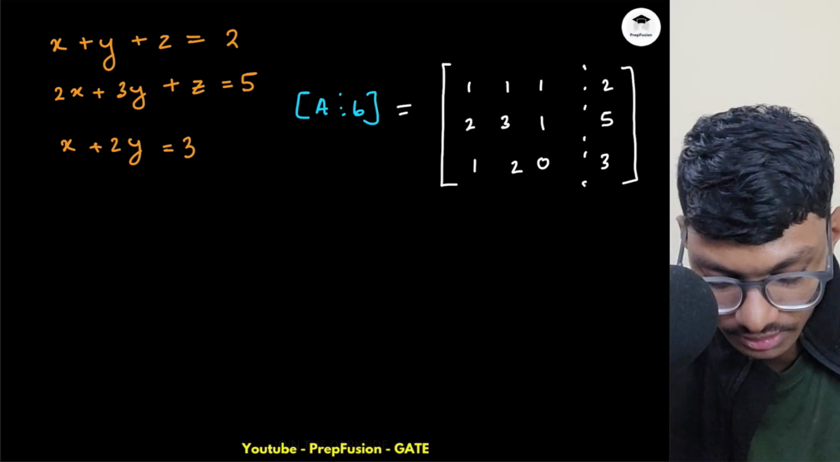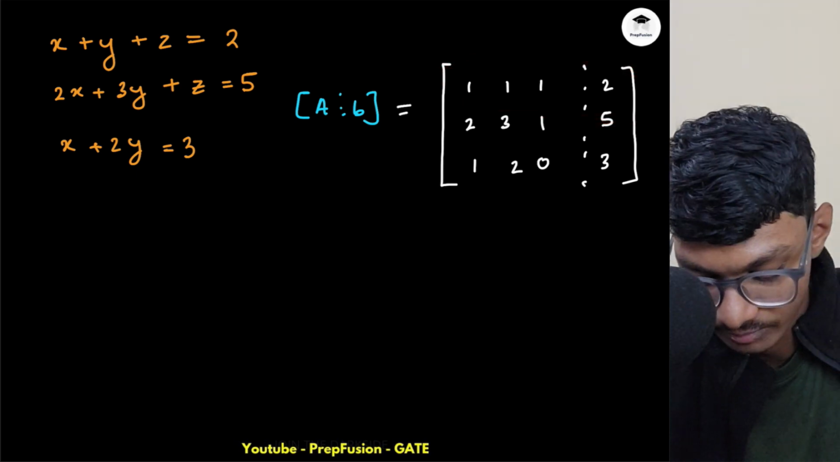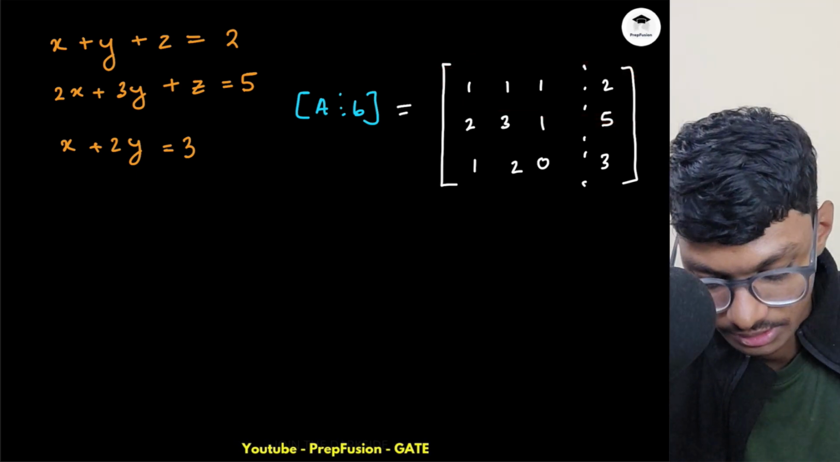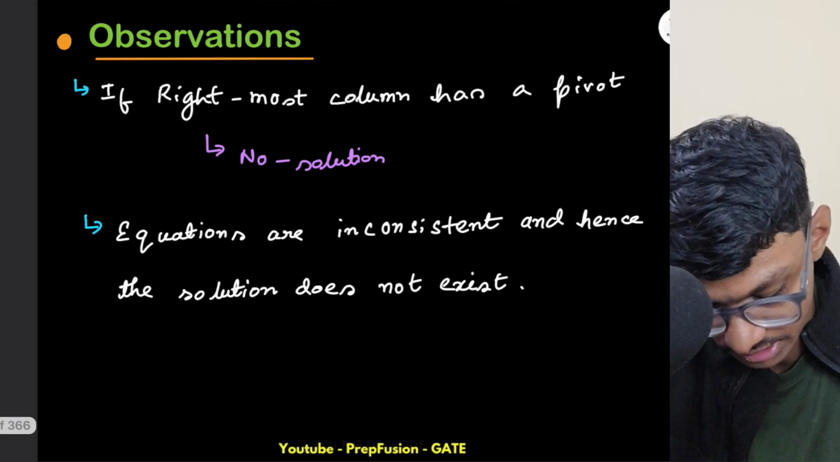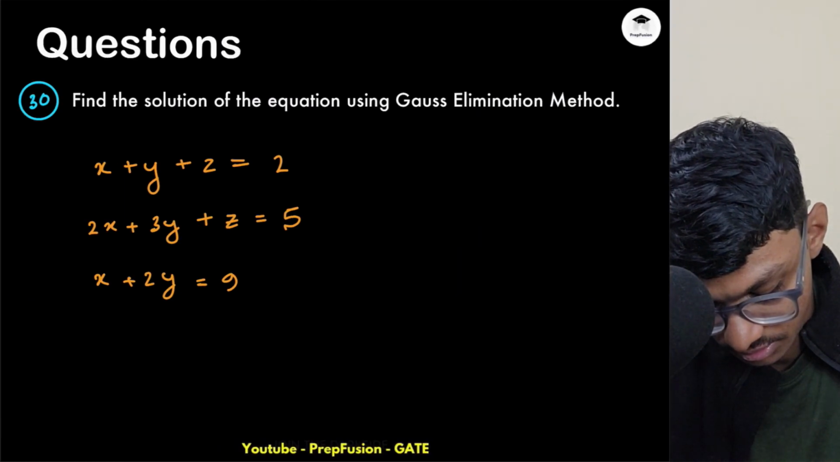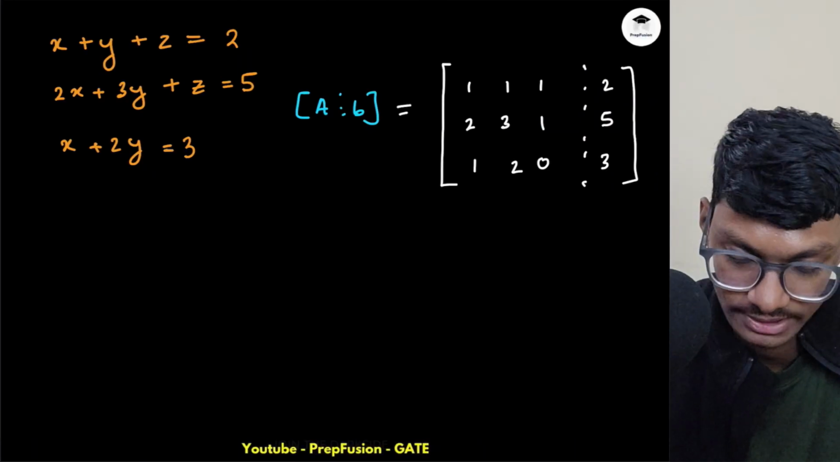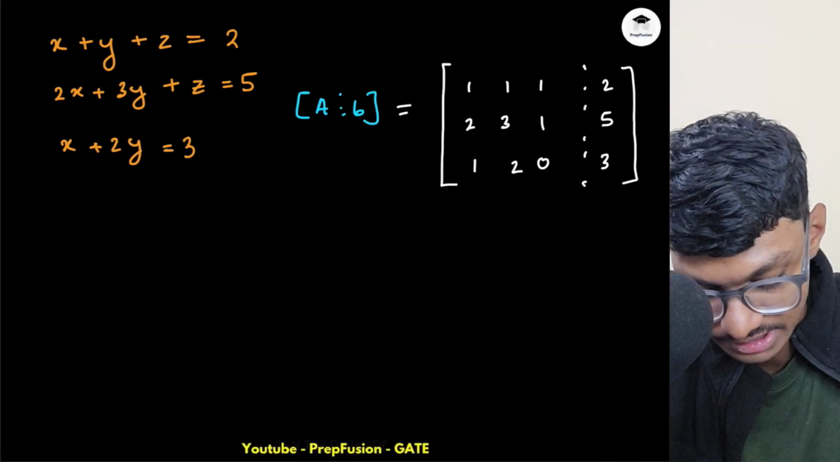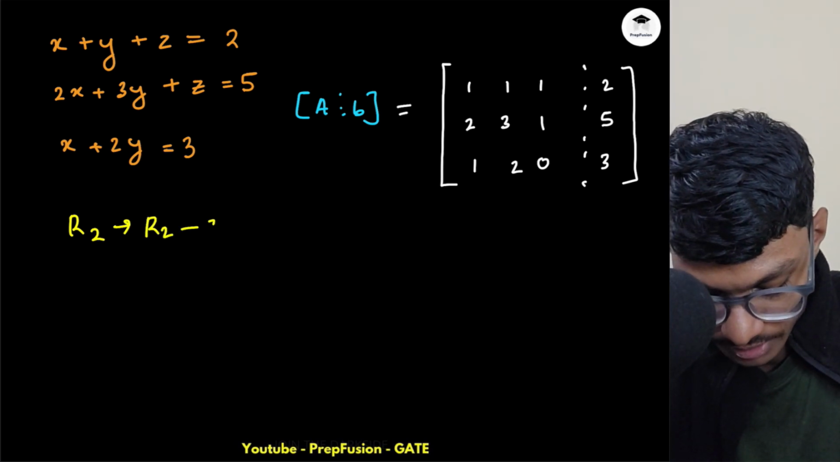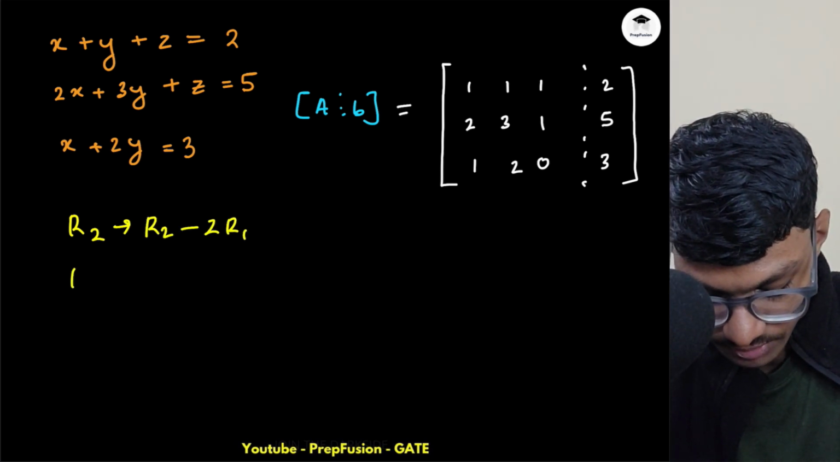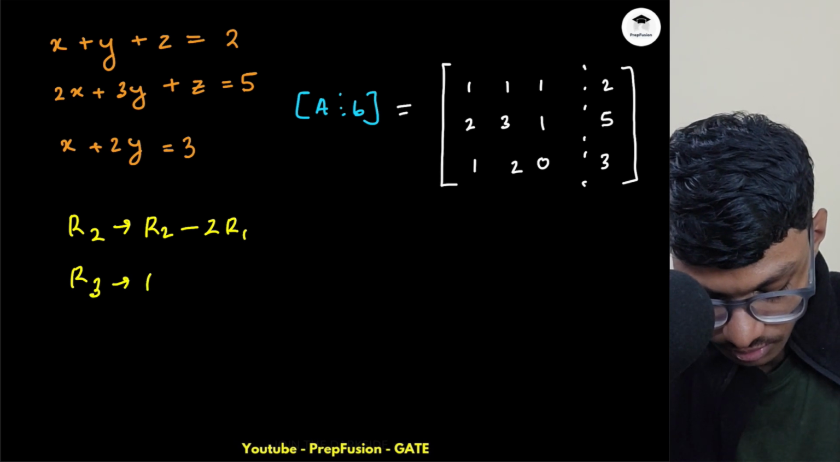For converting this into row echelon format, I will apply the same operations, because this coefficient matrix, if you observe carefully, is the same as the previous one. Yes, only the right-hand side, the constant matrix, has changed. So basically I will change row 2 to row 2 minus 2 row 1, and row 3 to row 3 minus row 1.